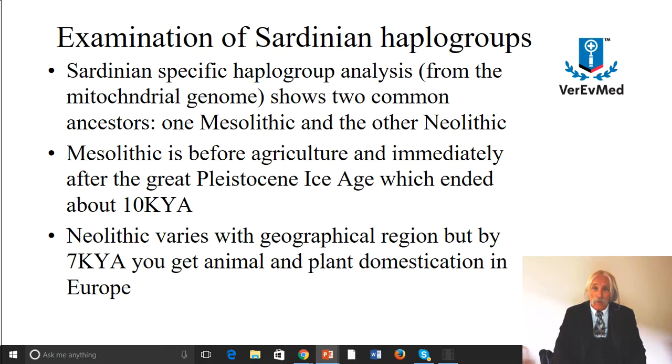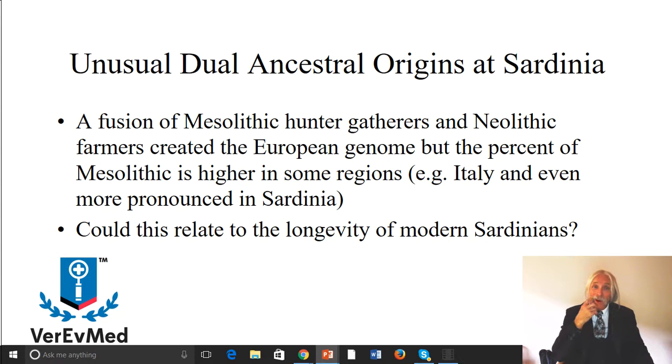And there was a big shift in genome when agriculture was invented from hunter-gatherer. So, as it says here, Neolithic varies with geographical regions, so you can't give an exact date for the Neolithic genome arising, but at least by 7,000 years ago, you had robust animal and plant husbandry, and that is, of course, the invention of agriculture by humans, and by then we do have this on-the-scene new horizon of Neolithic genomic markers. Okay. So you have Mesolithic and Neolithic genomic, and the Sardinians seem to have more Mesolithic. So we can call that an unusual dual ancestral origin in Sardinia.